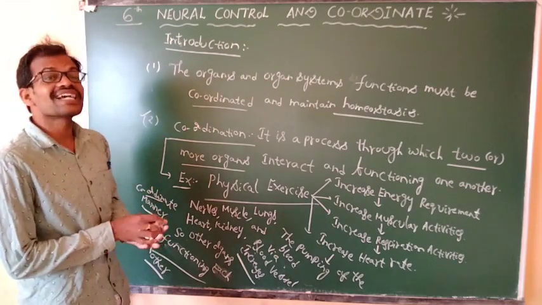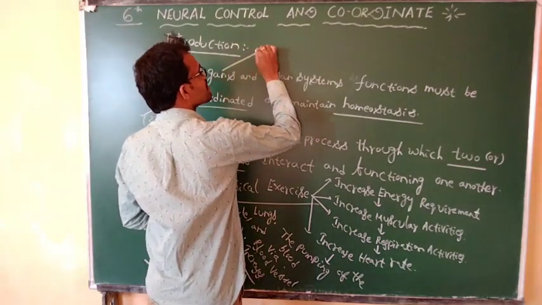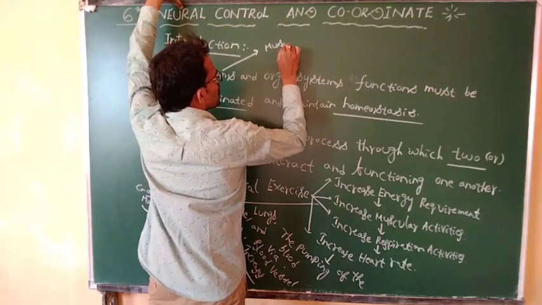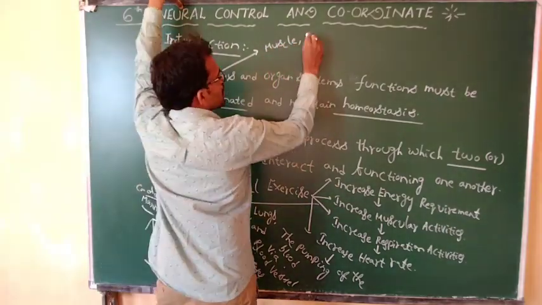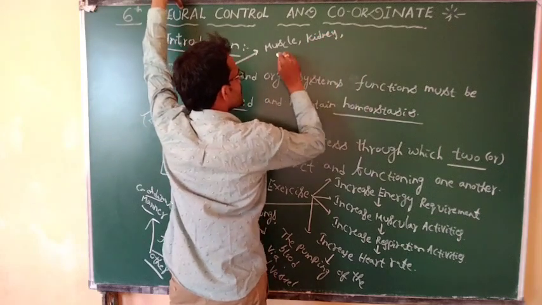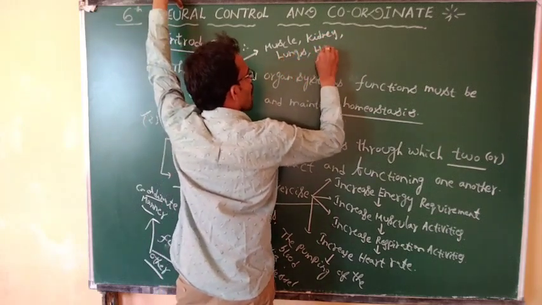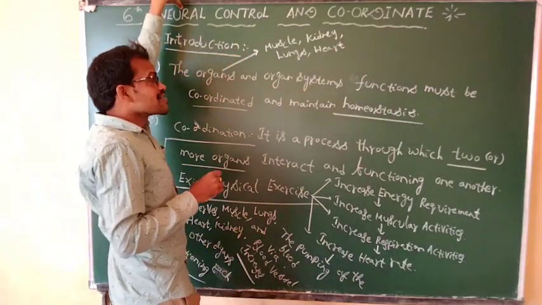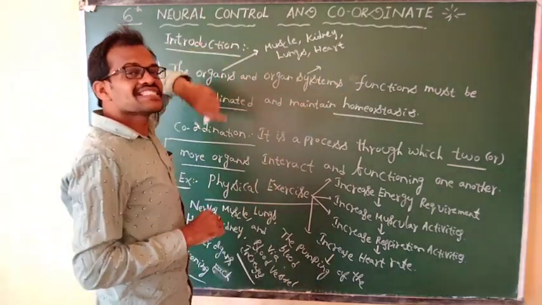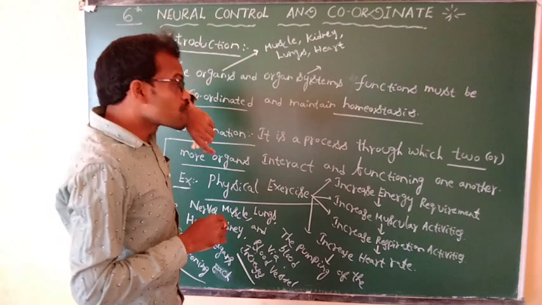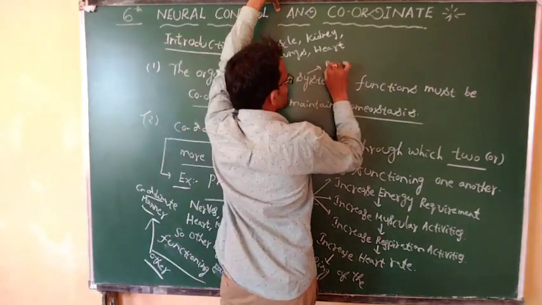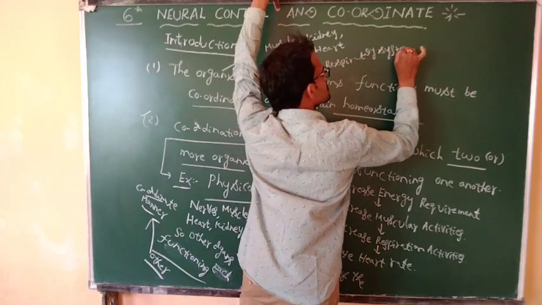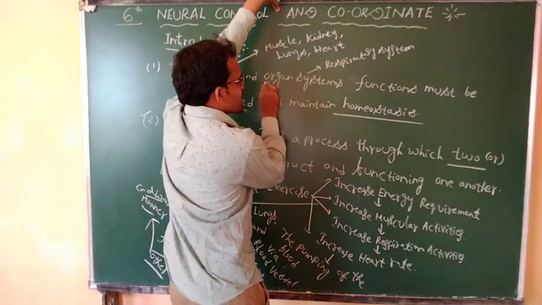What do organs and organ systems mean? Here, an organ is nothing but, for example, a muscle. Muscle is one organ; kidney, lungs, heart are also organs. Organ systems means the digestive system, respiratory system, circulatory system, and excretory system. What are the organ systems?